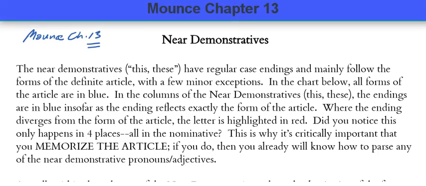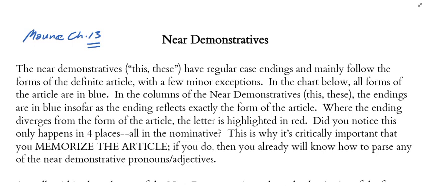In this chapter, Mounce chapter 13, we deal with the demonstrative pronouns and adjectives, as well as some other items of Greek grammar. We're going to begin with the near demonstratives. Demonstratives are forms that in English are usually translated as this or that, or these or those. And we can divide our demonstratives between the near demonstratives and the far demonstratives.